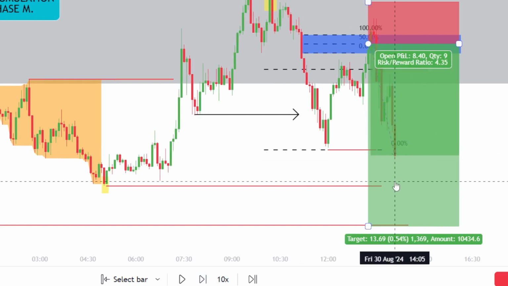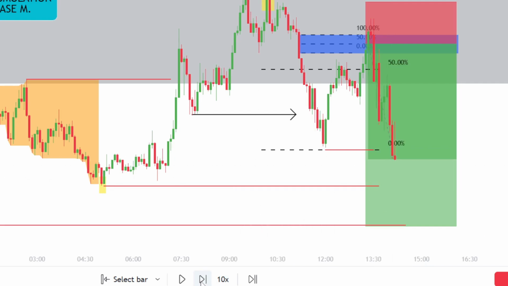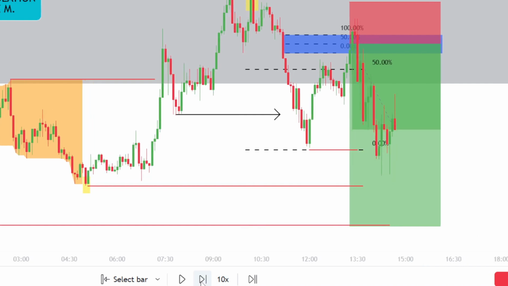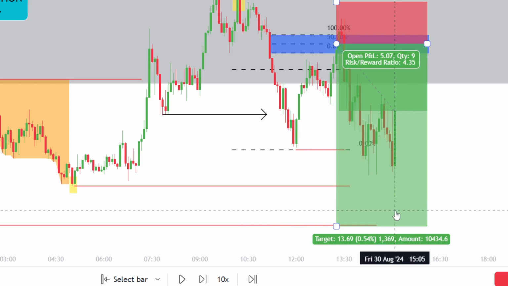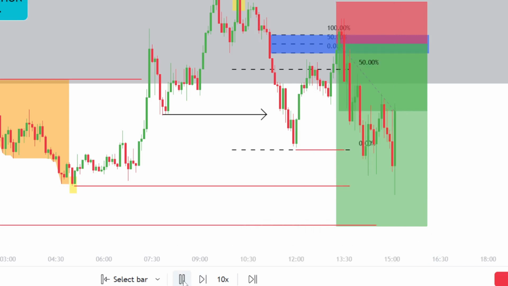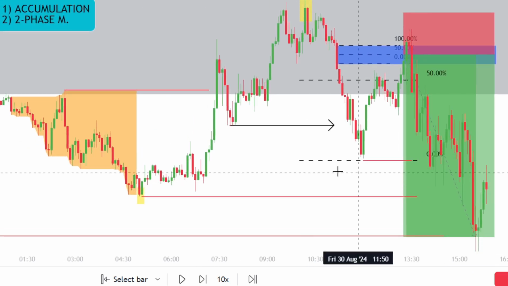This is now 2 p.m. UK time, so this is about 9 a.m. Eastern time. Price eventually comes to our second target, I believe, at some point. We have our second target smashed about an hour later, and then price eventually comes in and seeks our third target, right? So the main thing to understand is the two-phase manipulation model.